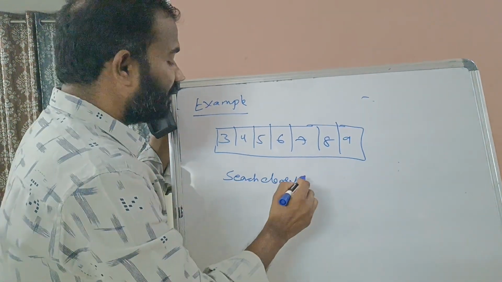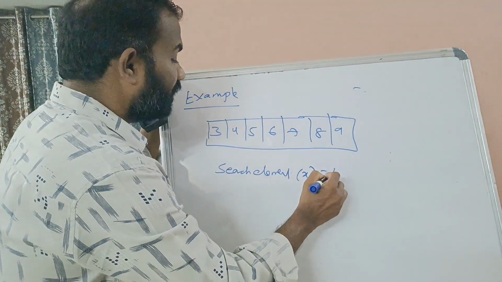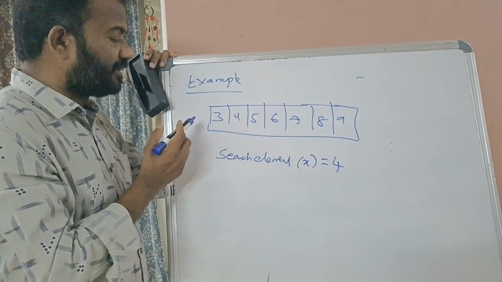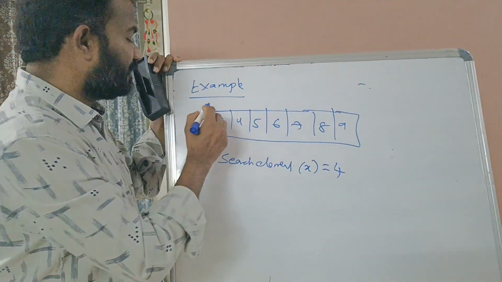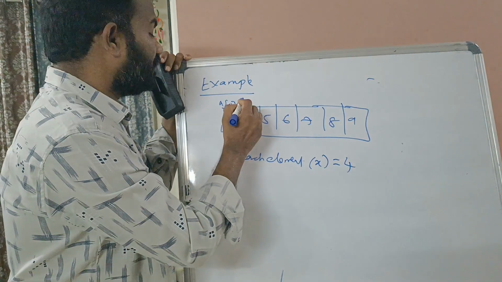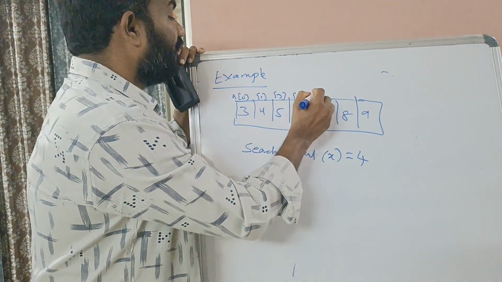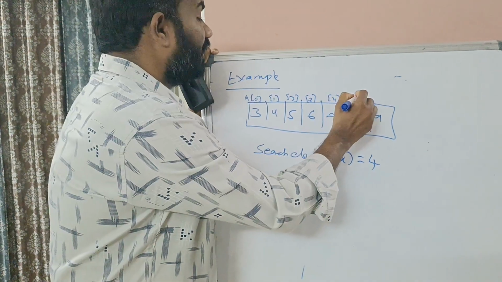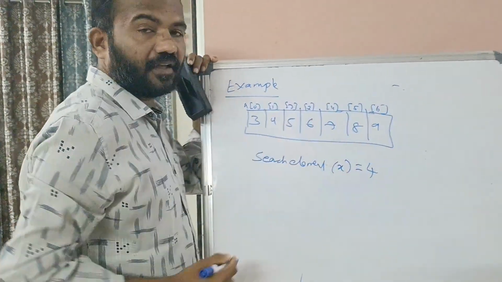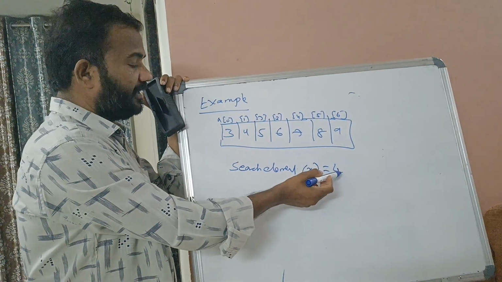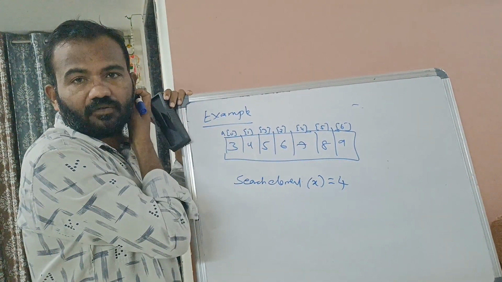We are given the search element x. Suppose x is equal to 4. Originally we know that 4 is present in position 1. This is a of 0, this is a of 1, a of 2, a of 3, a of 4, a of 5 and a of 6. So we know that the search element x is present in position 1.